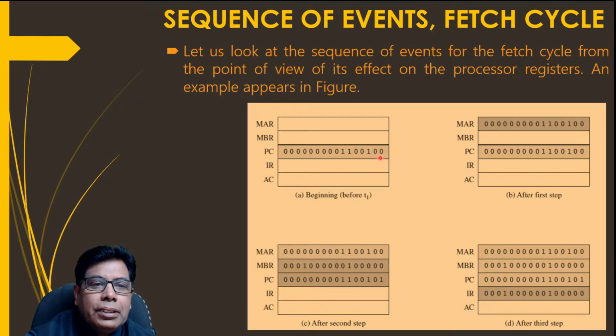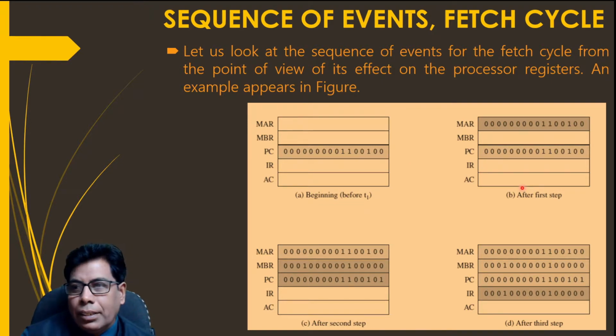So PC will have the address of the instruction to be executed. So this address, in the first step, will be moved to the memory address register. So this will be copied to the memory address register. That will be the first step.